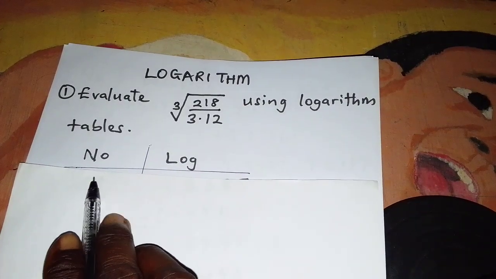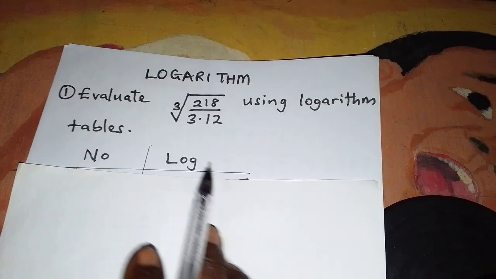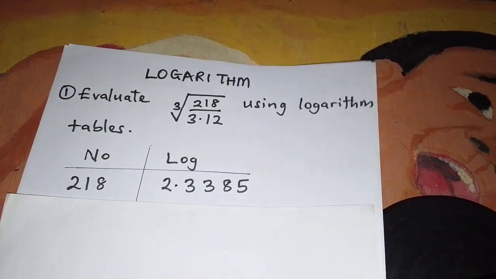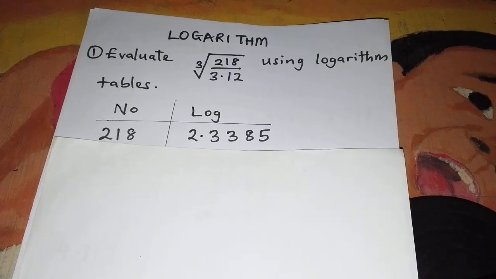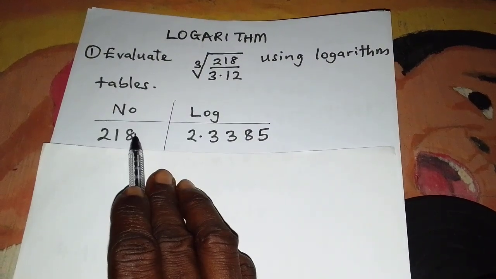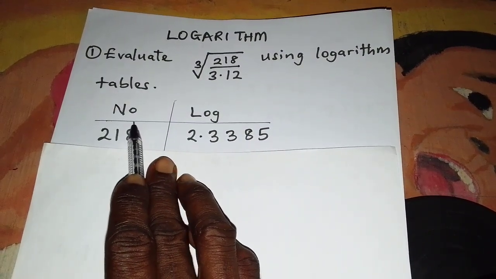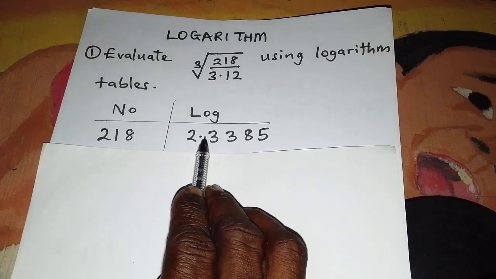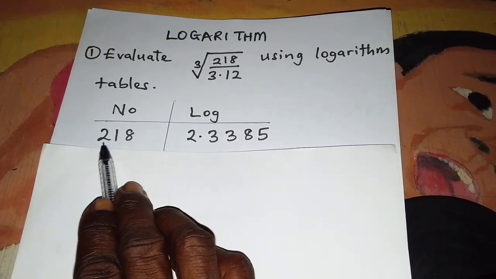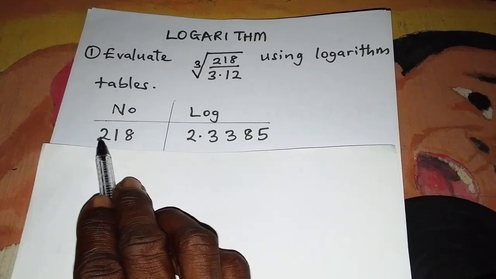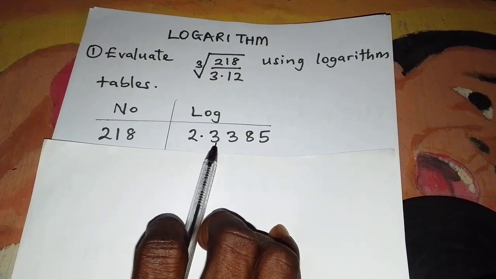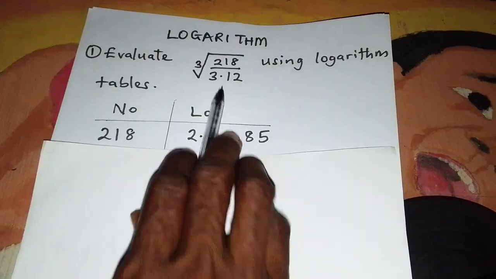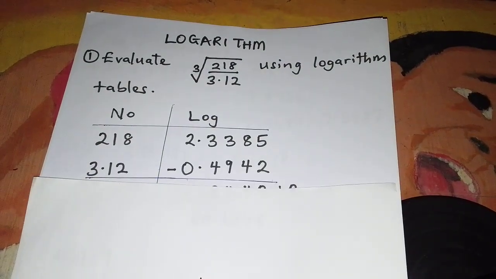So now you have to write your number and log. 218, look for the logarithm of 218. The decimal point is taken to be after this 8. Move it how many times? 1, 2. So that means you are having 2 point. Look for the logarithm of 21 under 8. So 21 under 8 gives you 3385.